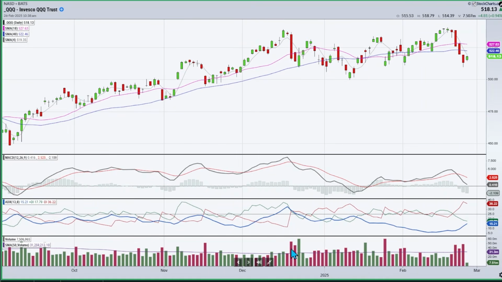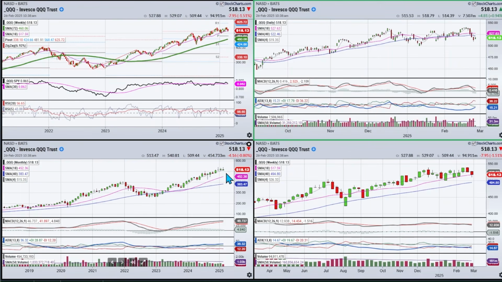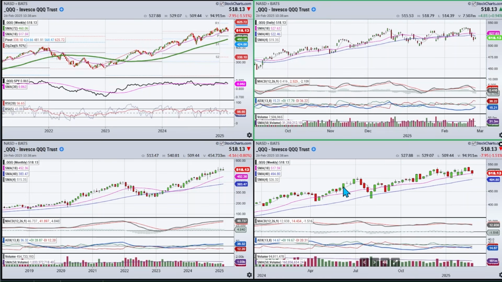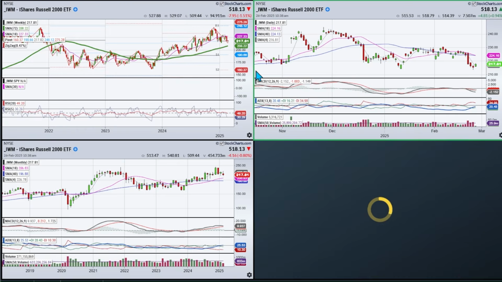And I also think that would confirm what we're seeing in a break of the 18 week. So when we get stretched away from the 18 and we haven't come back and tested that area, we want to keep an eye out, especially when there's low trend strength in place on the weekly chart. All right, let's look at the IWM.